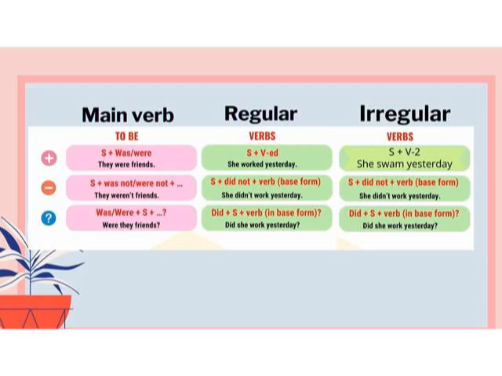In regular verbs formula, for the positive sentence is subject plus verb plus ed. For example, she worked yesterday. Worked. The word worked comes from verb plus ed.